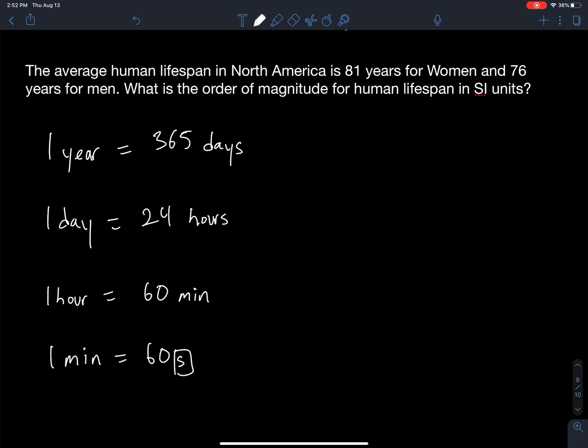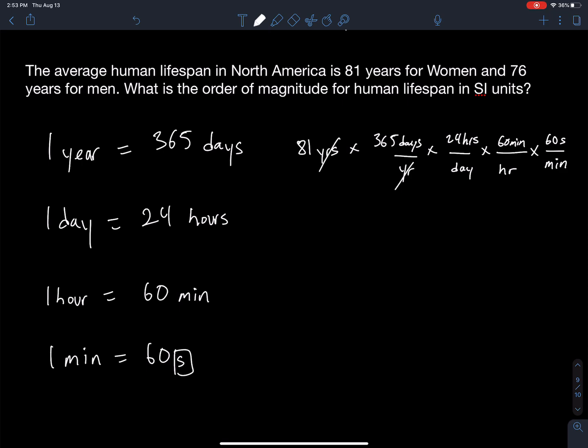Well, if we're going to do that, I would then have to set this very long conversion up. 81 years times 365 days per year times 24 hours per day times 60 minutes per hour times 60 seconds per minute. Okay, now I'm just checking things out. The years are going to cancel. My days are going to cancel. My hours are going to cancel. My minutes are going to cancel, which leaves me with seconds as the unit. So if I multiply all these numbers together, I should get to the answer.